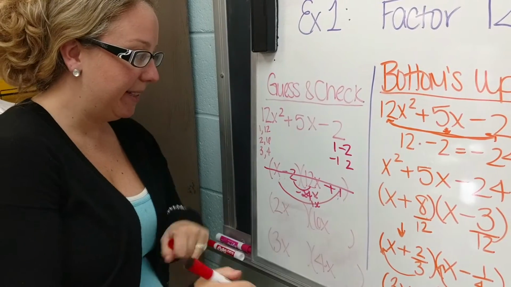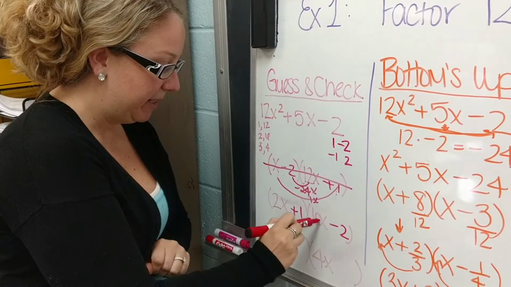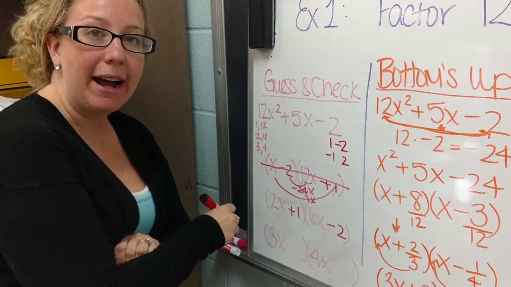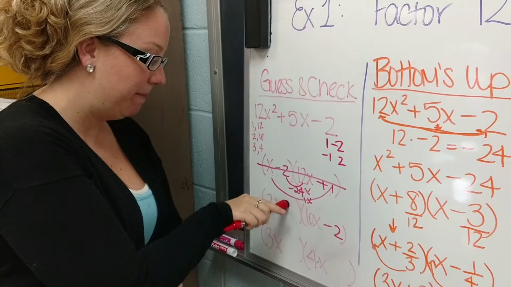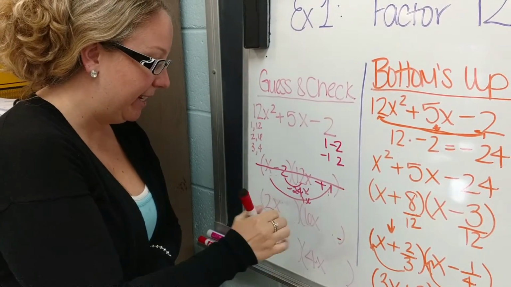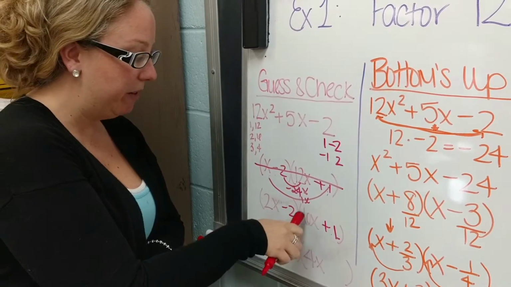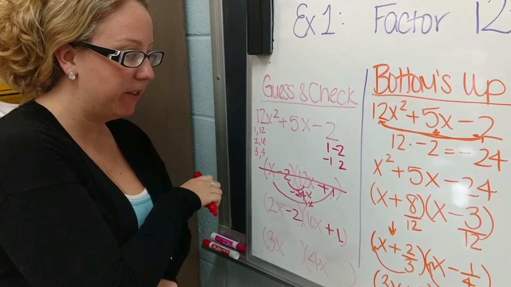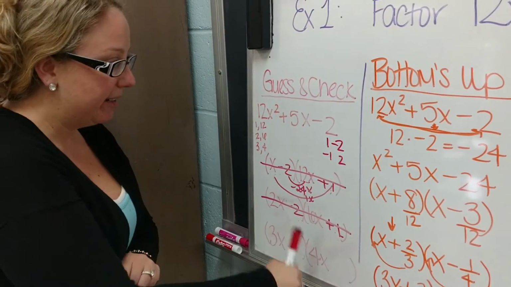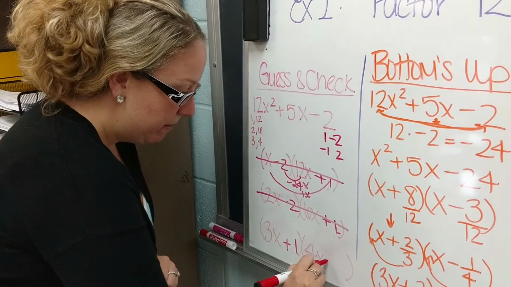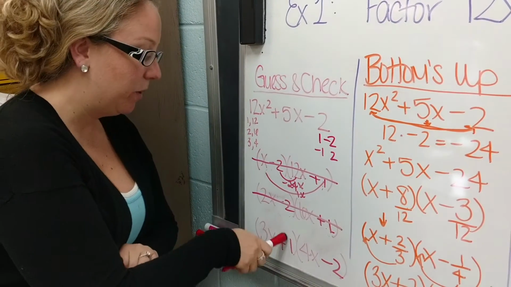If I have 2x and 6x, I can do plus 1 minus 2. This gives me 6x, that gives me negative 4x, which is going to give me 2x for my middle term, not what I want. If I switch that and do negative 2 and plus 1, this gives me negative 12x plus 2x, which is negative 10x, not what I want. With 3x and 4x, if I did plus 1 minus 2, this gives me 4x and negative 6x, which is not what I want.